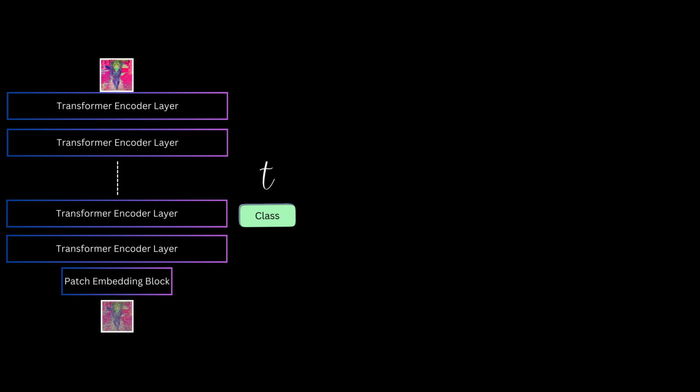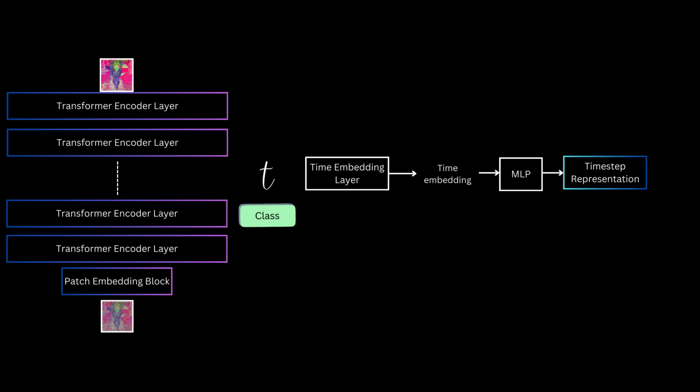All the 4 variants use the same mechanism to convert the class and time step information to a d-dimensional representation, so the hidden size of transformer. So let's see that first. The time step t is first converted to a representation using an embedding layer, and similar to previous diffusion architectures that we have seen, this is a sinusoidal embedding layer. This time embedding then goes through 2 linear layers to give us a d-dimensional time step representation.